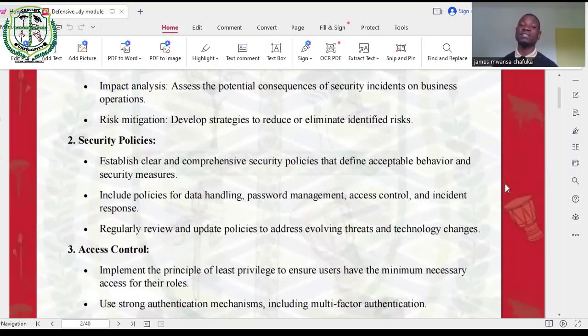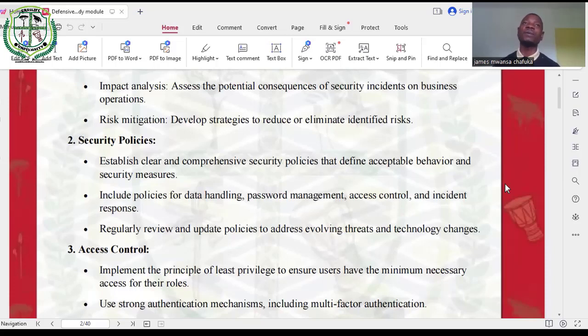password management, access control, and incident response. So you put up policies for data handling. It is very important that you put up security measures, for example, on how to handle the data, workshops on how to handle the data, and also on authentication, like I said earlier. Authentication brings in the aspect of passwords.